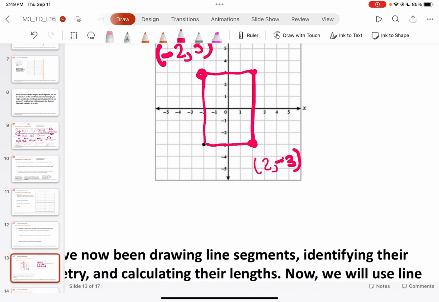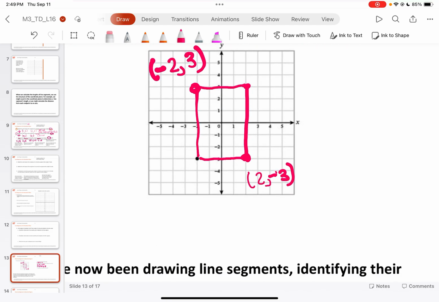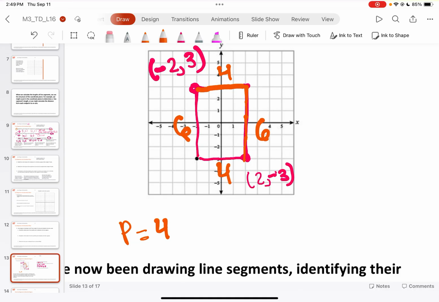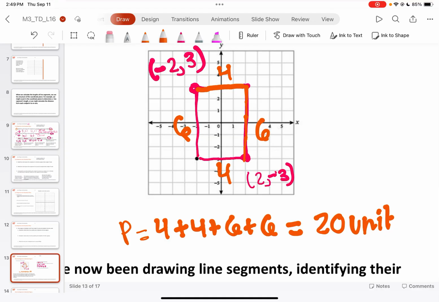Now we're going to find the perimeter. So I could count, and I could go 1, 2, 3, 4, 1, 2, 3, 4, 5, 6. To find perimeter, I'm going to do all of my sides. I'm going to add them all up. So if this is 4, the opposite is 4. If that's 6, the opposite is 6. So I would do 4 plus 4 plus 6 plus 6, and that gives me 20 units. Then area is length times width, so I would do 4 times 6 to get 24 square units.